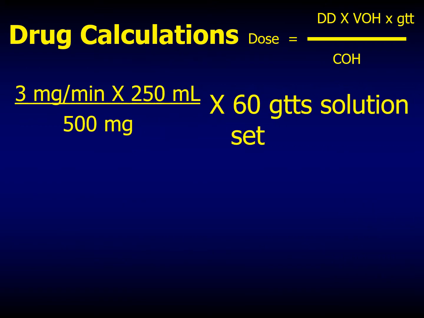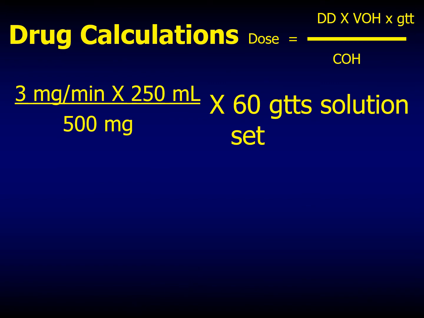So we've done what we need to do. Our desired dose is 3 milligrams, but it's 3 milligrams every single minute. We have a 250 mil bag, and we have 500 milligrams. And again, if you did some math here, 250 goes into 500 twice. So you could put 1 mil here and 2 milligrams here, and you would be correct.